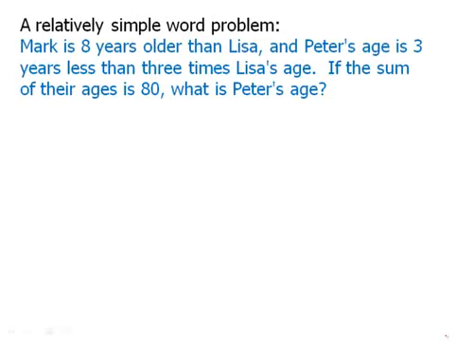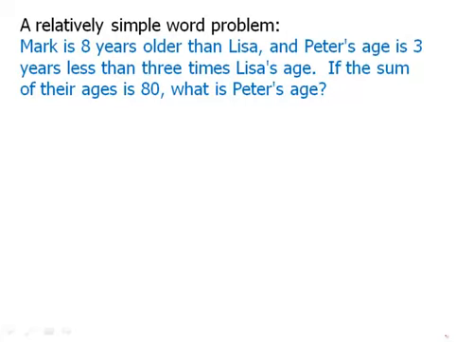So here's a relatively simple word problem. So this is a little more simple than you'd see on the test typically. Pause the video and then we'll talk about this problem. Okay. Mark is 8 years older than Lisa, and Peter's age is 3 years less than 3 times Lisa's age. If the sum of their ages is 80, what is Peter's age?